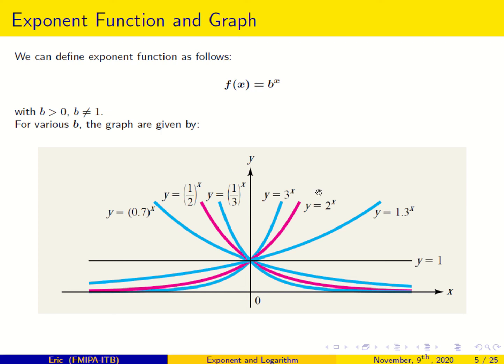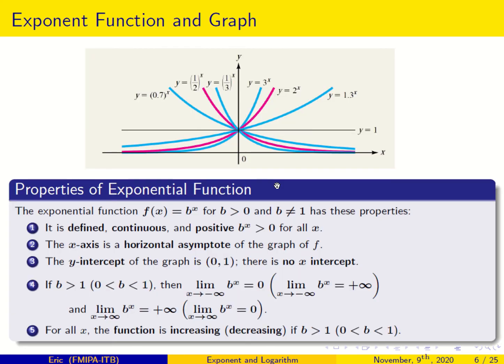So when b is greater than 1, you have an increasing function. When b is from 0 to 1, you have a decreasing function. This is b as a half, 1 over 3, 0.7, between 0 and 1. But when the base b is greater than 1, it will be an increasing function. So this is the property of the exponential function.